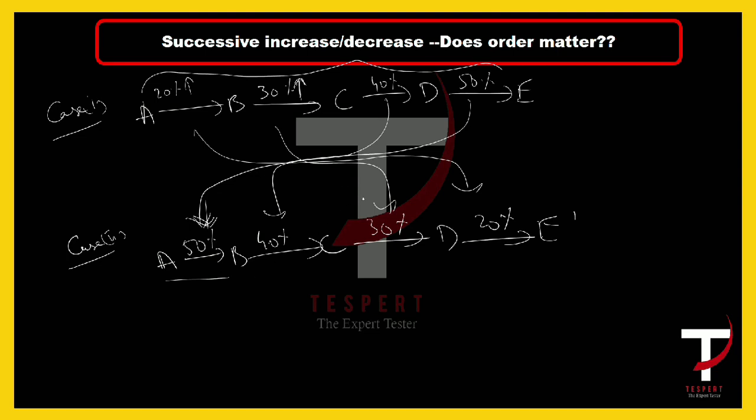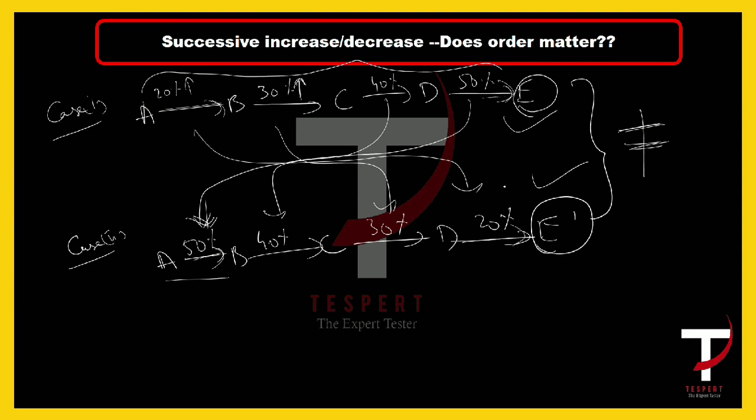My question to you is, whether the values E and E dash will be equal or won't they be equal? Just think about it. Here we ended with 50%. Here we started with 50% and ended with 20%. We will prove it, but in the meanwhile, just think about it. Will the values of E and E dash be equal or not? Okay, we will prove it now. Let's consider this.